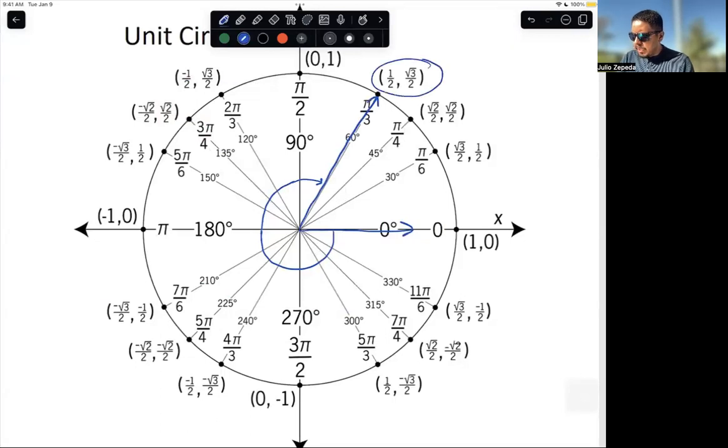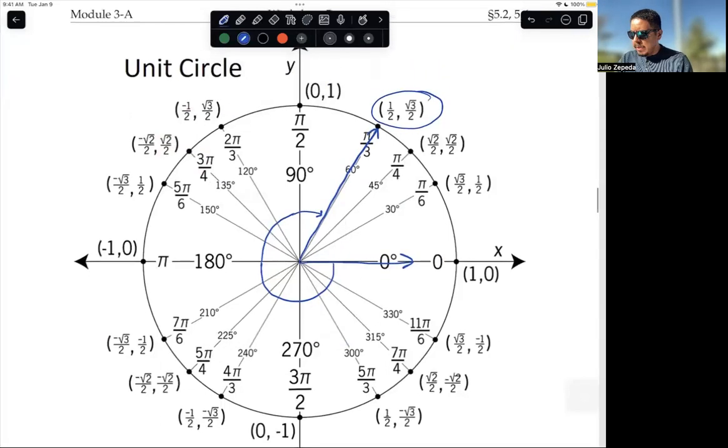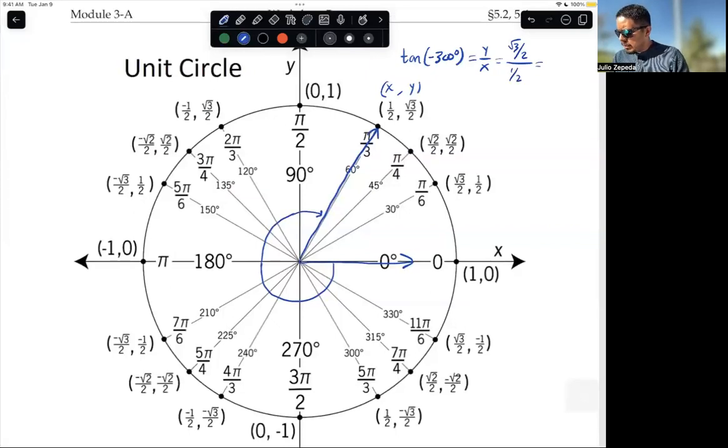And so the associated point is 1/2, comma, square root of 3 over 2. This is the x coordinate and the y coordinate. And I believe we were asked for the tangent of negative 300 degrees. So tangent is equal to y over x. And so we would just take the y coordinate and divide it by the x coordinate. And that would be square root 3 over 2 times 2 over 1. The 2's cancel, and we get the square root of 3, over 1 if you want. So that is our answer.